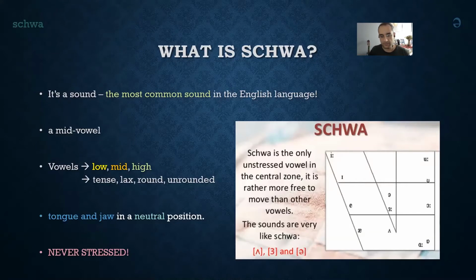We will look at some examples now, and you will see what I mean. Understanding that schwa is never stressed will help you a lot with your pronunciation and listening. Okay? Schwa is never stressed. It will help you understand the stressed syllables and so on. Okay? So I'm going to give you like 30 seconds so you can take a look at this a little bit.